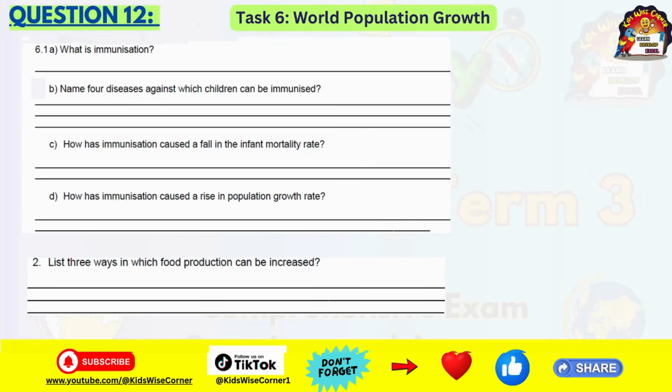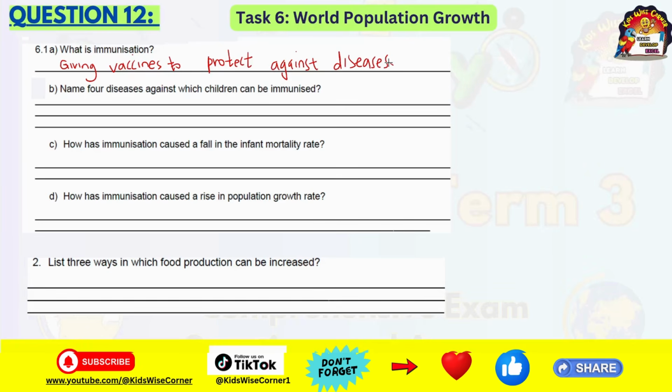Okay, we are continuing. What is immunization? Immunization is where you give vaccines to protect against diseases. So it's giving vaccines to protect against diseases.